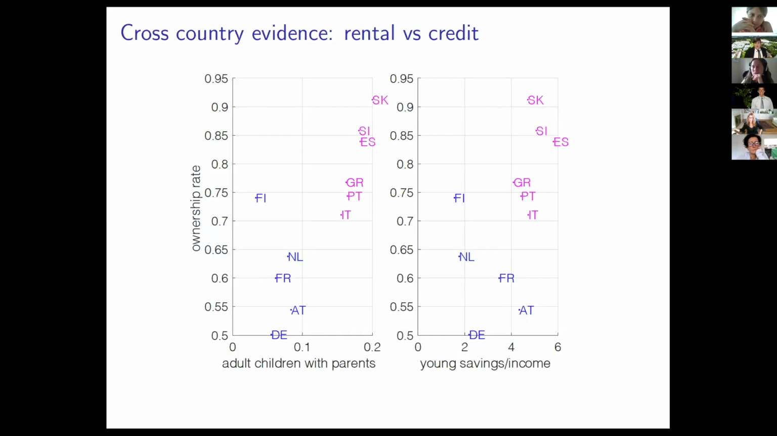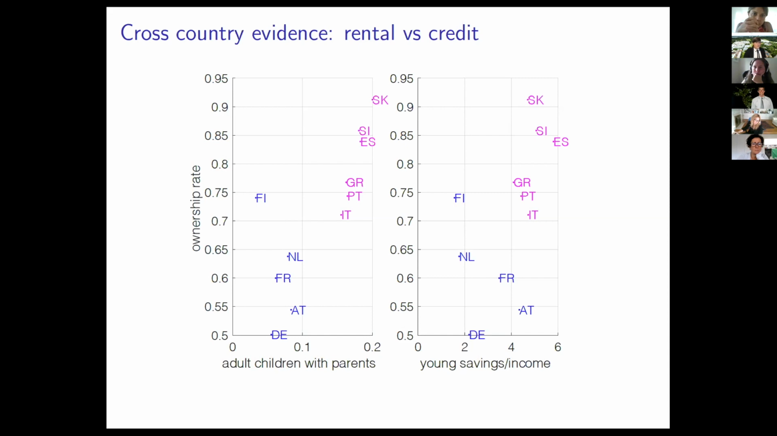So this is a scatter plot of ownership rates at the country level against, on the left, the fraction of adult children living with their parents, and on the right, the aggregate savings relative to income of the young. The countries in blue here are all Northern European countries, whereas the pink ones are the South and the East. The reason we split countries into these two groups is because it looks like within the South, differences are driven by rental markets, but within the North, it's all about credit markets.